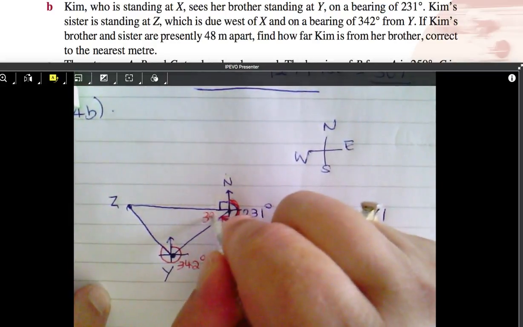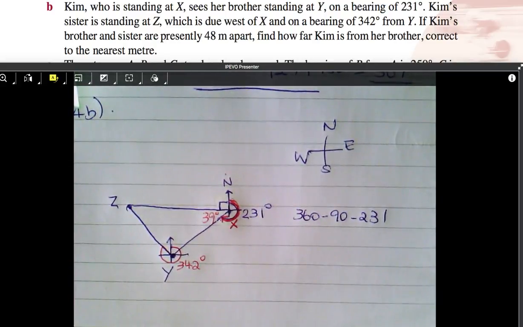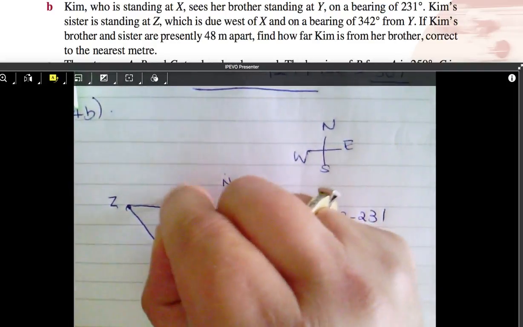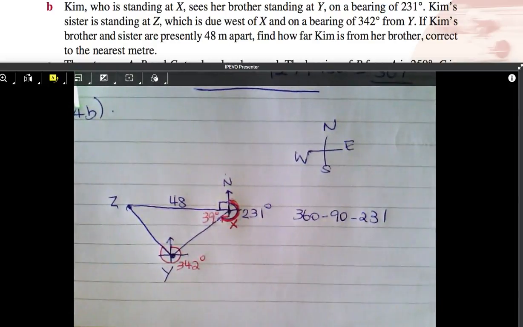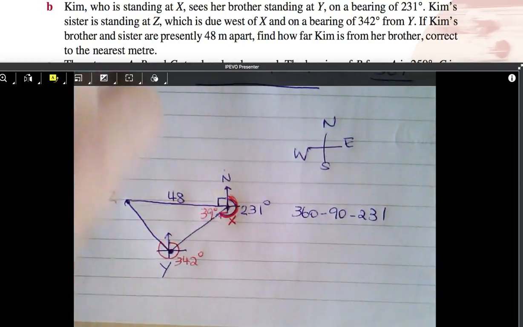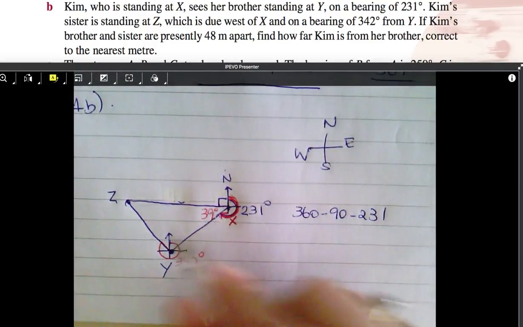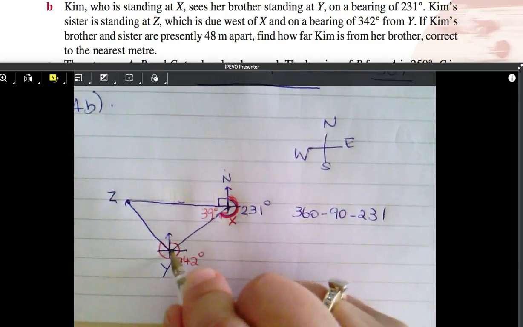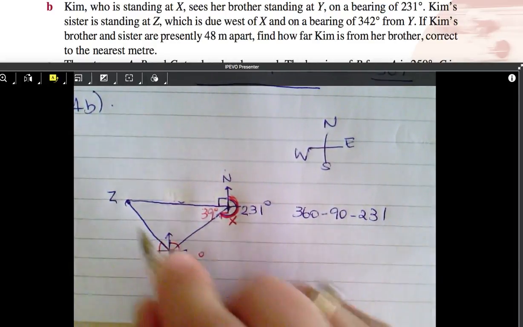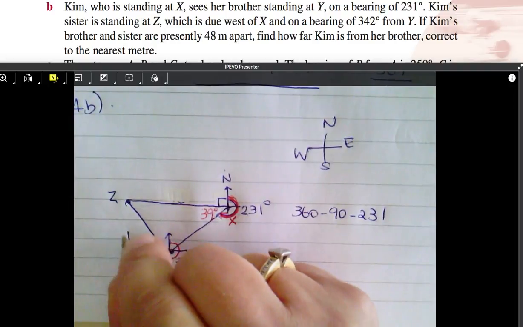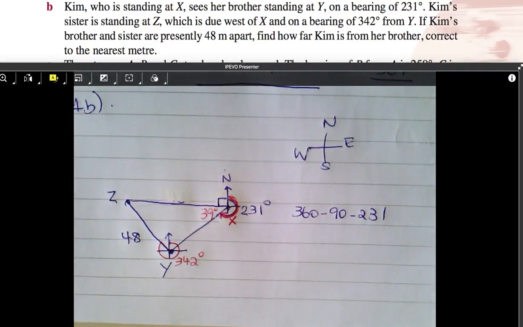But we need to work out some more angles. We don't have, so if Kim's brother and sister are 48 metres apart, is that right? Or is it this one? Wait a sec. Kim's at X, her brother is at Y, and her sister's at Z. Kim's brother and sister are 48 metres apart. That distance there is 48.